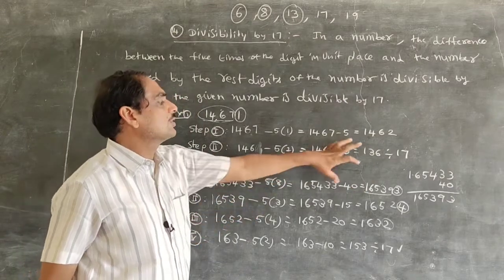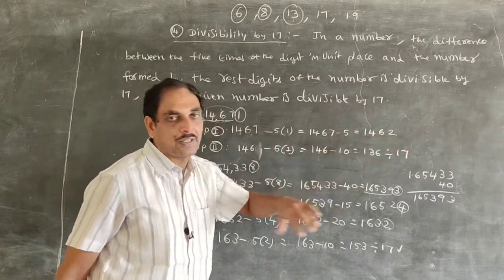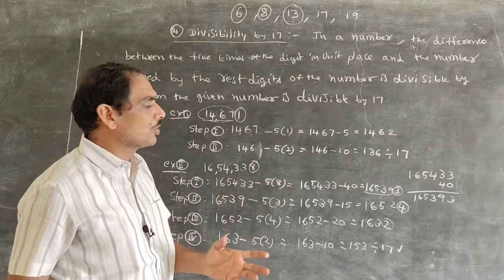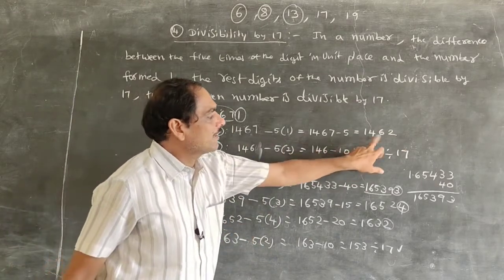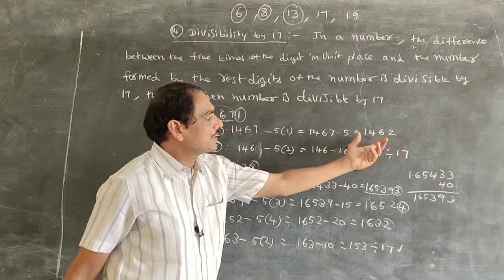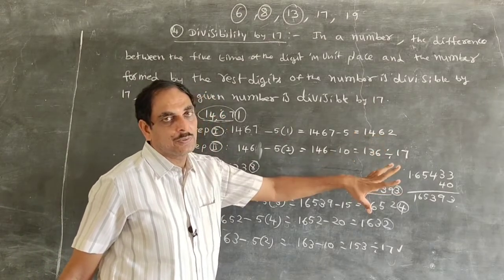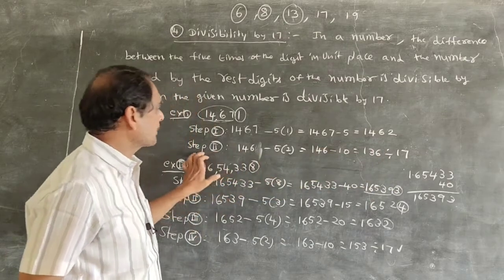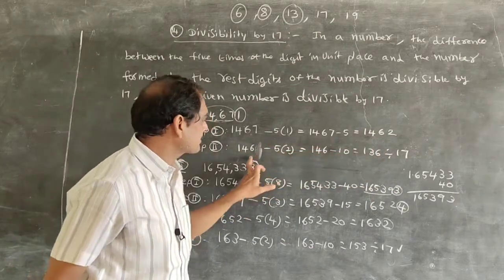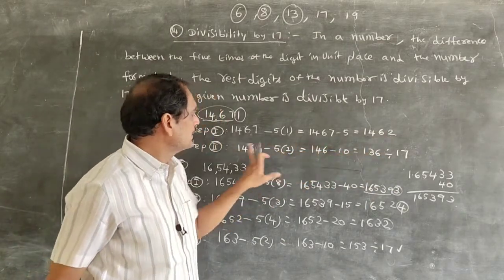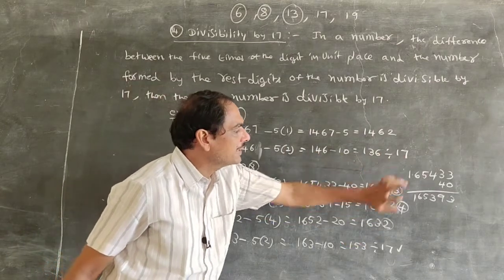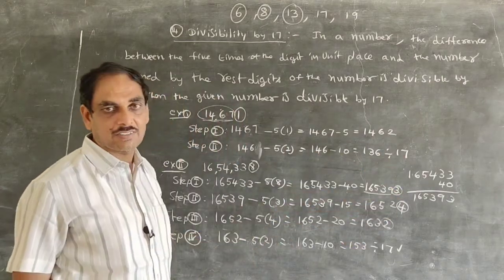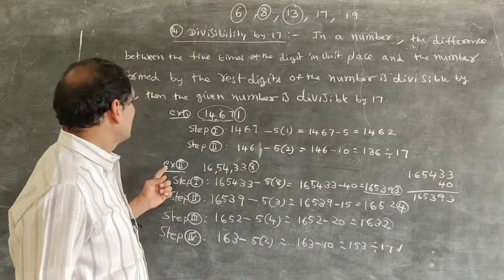Whenever we know that a number is divisible by 17, there is no need to go to step 2. But here we cannot tell whether it is divisible by 17 or not, so we go to step 2, that is 146 minus 5 into 2. 146 minus 10 is 136, which is divisible by 17. 17 8s are 136.